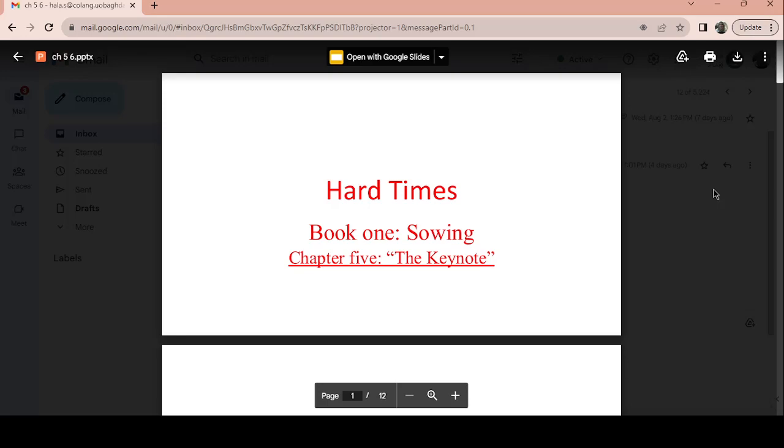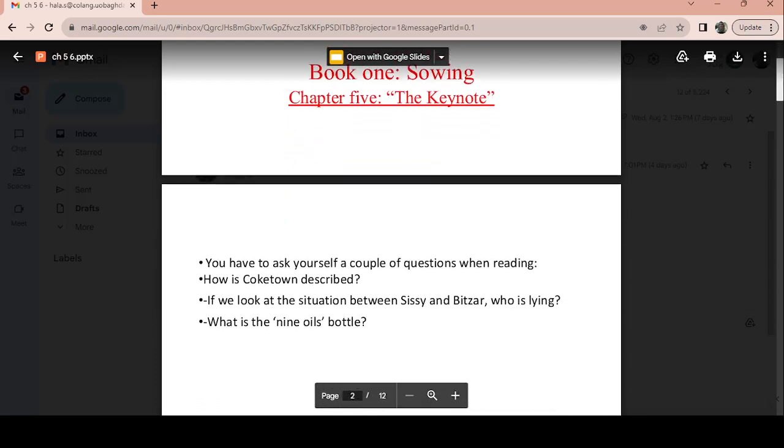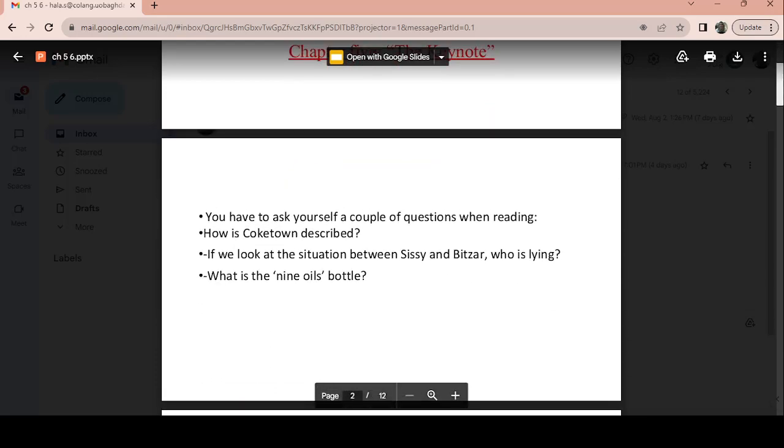And today we're going to continue discussing the first novel, Hard Times, and we reach chapter 5, the keynote. We are still in book 1, Sowing. So you have to ask yourself, how is Coketown described? The keynote is talking about the city, the setting, the town where all these events are taking place.